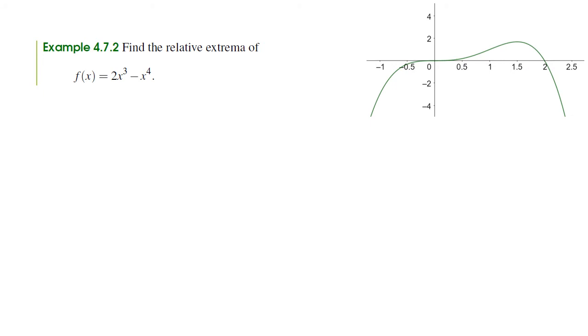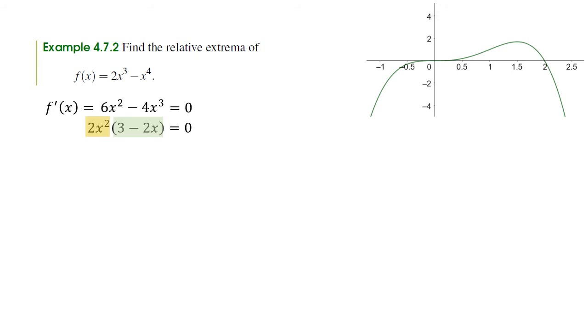Find the relative extrema of f of x equals 2x cubed minus x to the 4th power. Start by finding the derivative, so we have f prime of x. The derivative of 2x cubed is 6x squared, the derivative of x to the 4th is 4x cubed, and then let it equal 0. Solving this equation, we can factorize it to be 2x squared times (3 minus 2x). Then if 2x squared equals 0, x equals 0. If 3 minus 2x equals 0, x equals 3/2.